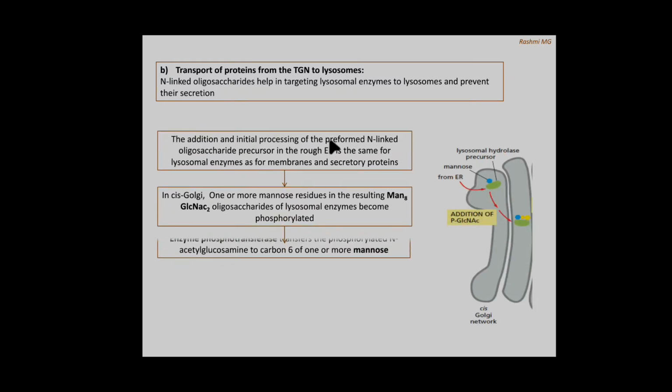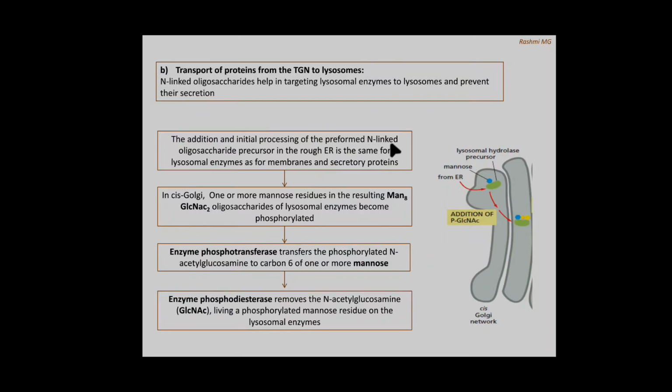The addition and initial processing of the preformed N-linked oligosaccharide precursor in the rough ER is the same for lysosomal enzymes as for membrane and secretory proteins. In cis Golgi, one or more mannose residues in the resulting mannose 8 N-acetylglucosamine 2 oligosaccharide of the lysosomal enzyme become phosphorylated. P-GlcNAc, you can see here.